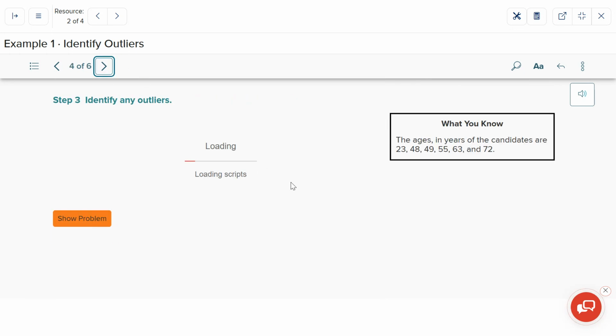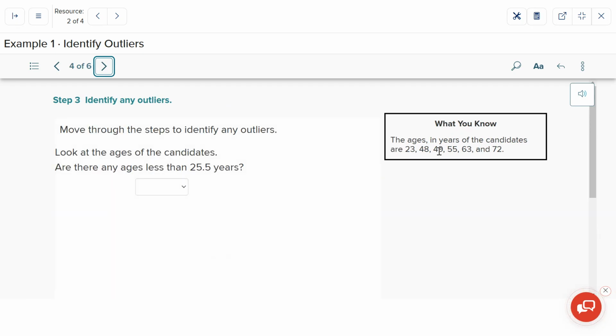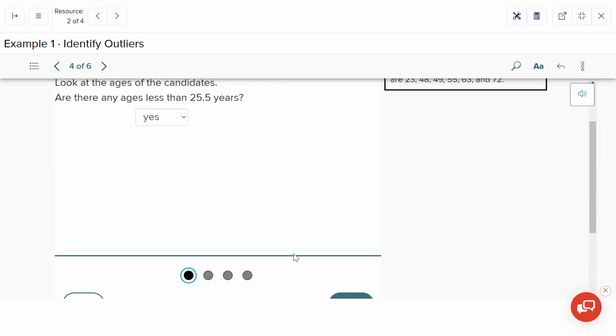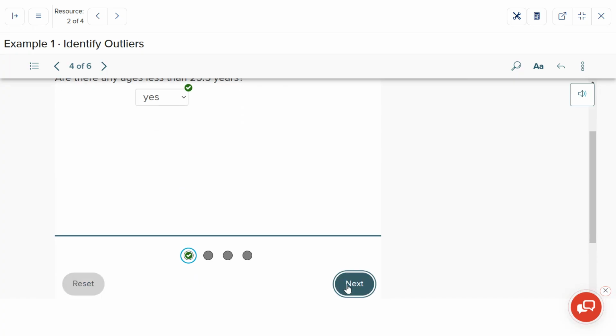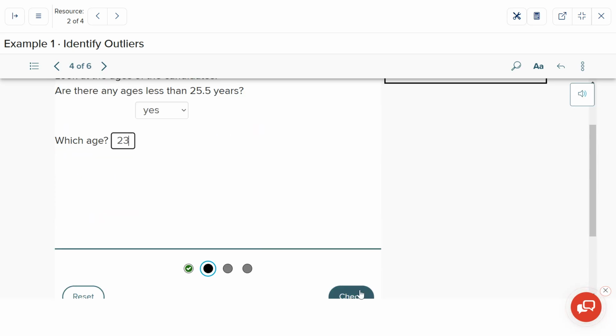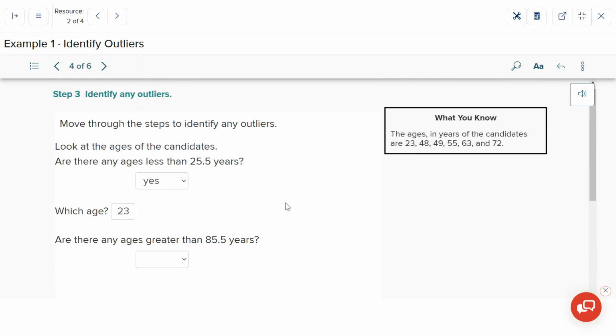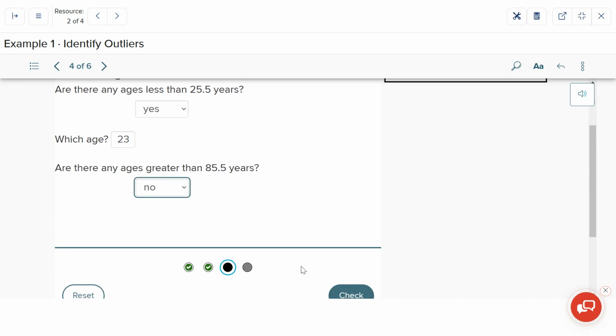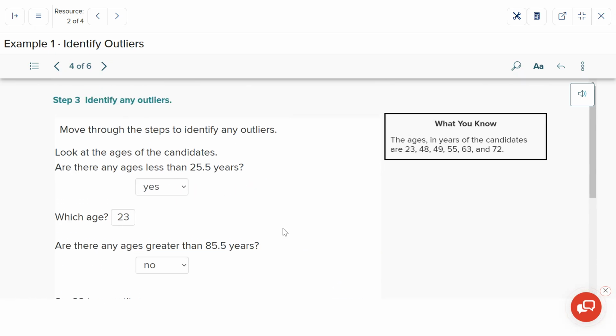And then we can compare those limits to our original data. So are there any ages less than 25.5? Well, yes, there happens to be 23. Which age? 23. Are there any ages greater than 85.5 years? No, the highest one is 72. So that means the only outlier in this data is 23.